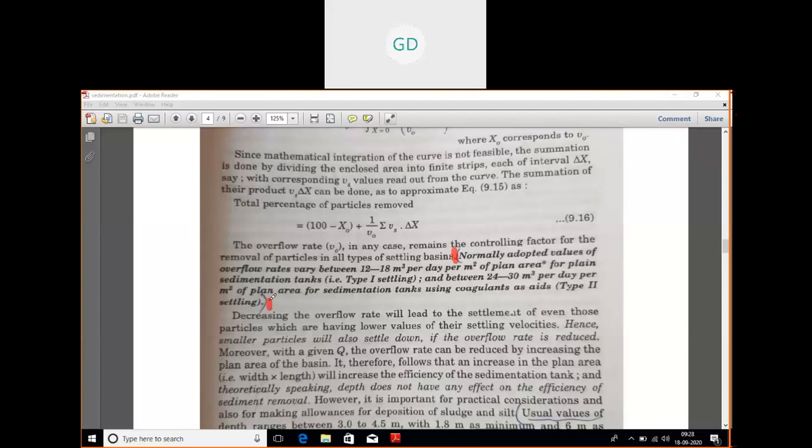You can write down in short form also. So for plain sedimentation tank, you can give a dash and write down the overflow rates vary between 12 to 18 meter cube per day per meter square of plan area. And for sedimentation tanks using coagulants as aids, you write down the overflow rate is between 24 to 30 meter cube per day per meter square of plan area. Okay, write down this line.